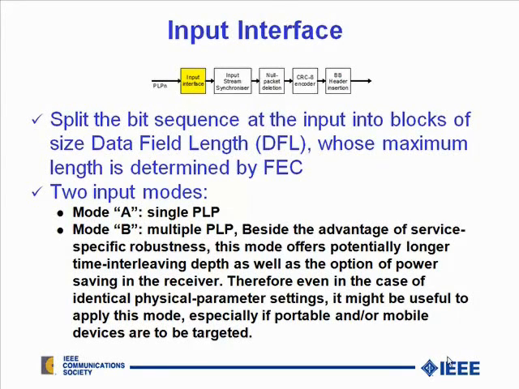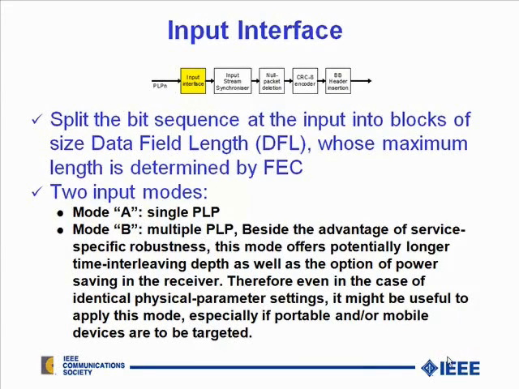We have two possible input modes. One mode is where we have a single PLP. PLP means physical layer pipe, and is the generic stream that may be transmitted. In DVB-T2, it is possible to transmit on a single RF channel multiple PLPs. These multiple PLPs may include different services. For example, a PLP may be the video, another PLP may be the audio, and other PLPs may have different languages for the audio. A PLP may be used for the subtitling, and so on and so forth.